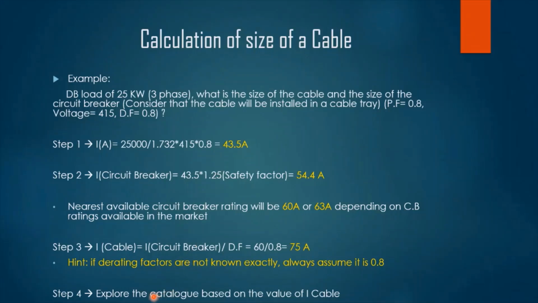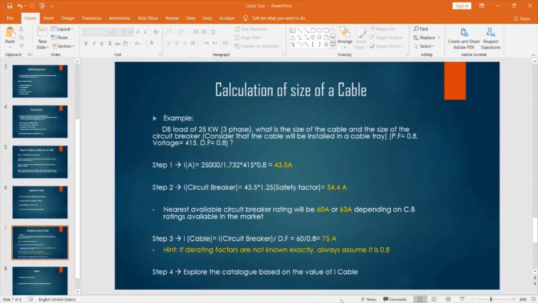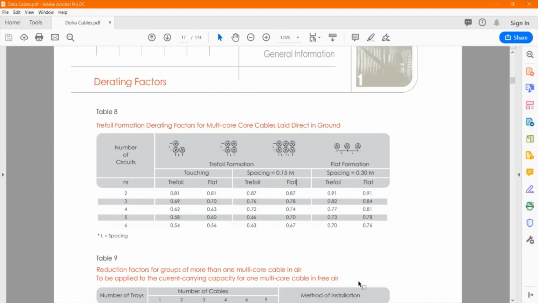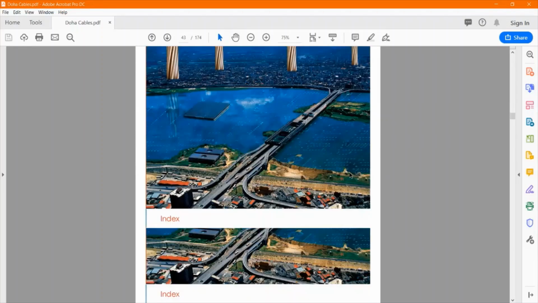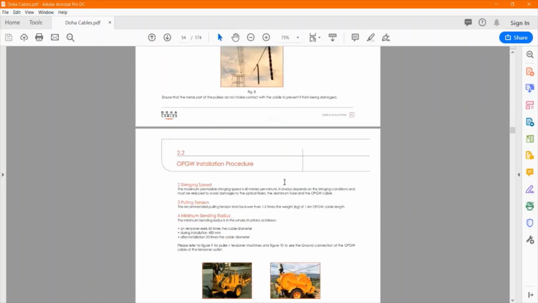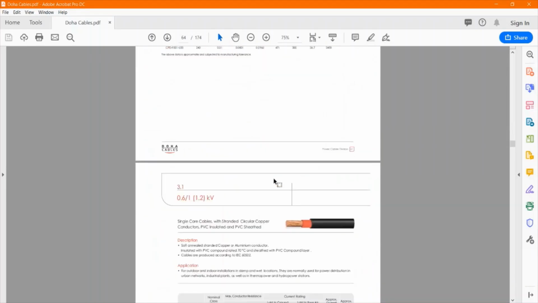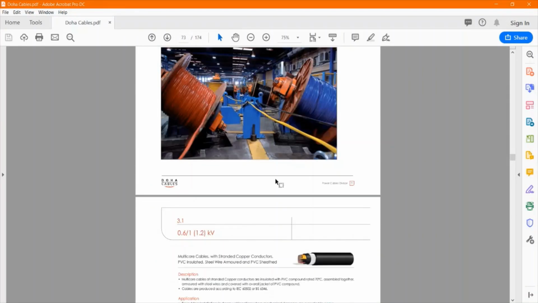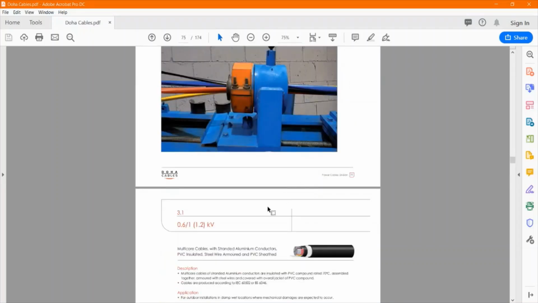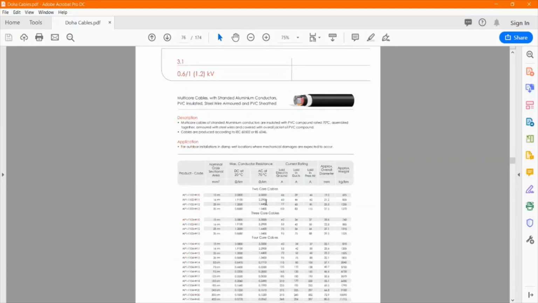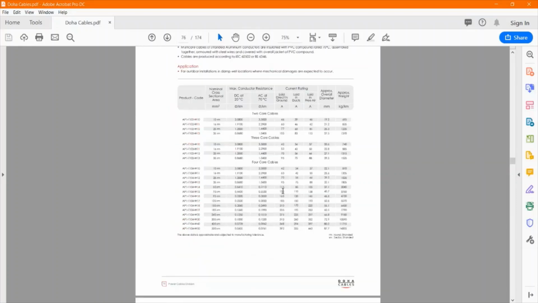The fourth step now is to select a suitable cable based on the obtained I cable value using any catalog. Let's check the cable sizes using this catalog. Let's go to the low voltage cables section, multi-core cables. If we are selecting this cable in a hot area, it's better to select an XLPE insulation that can withstand up to 90 degrees Celsius temperature.